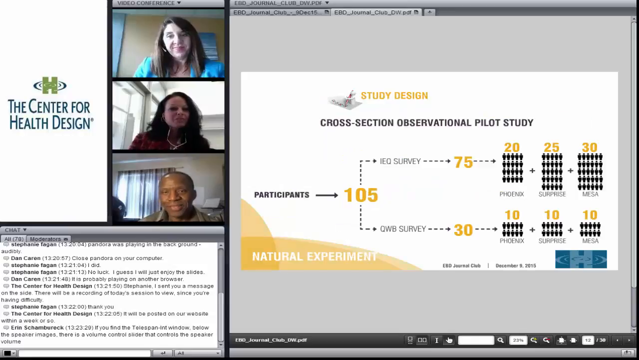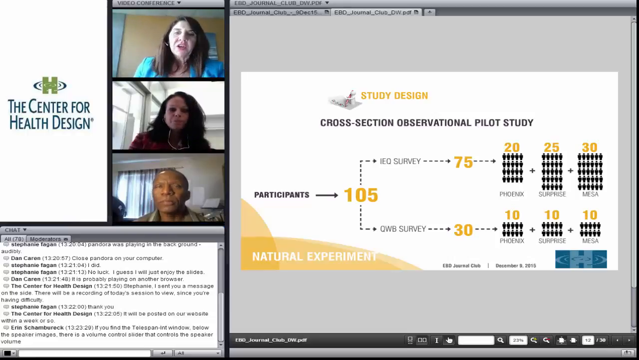So this right here, I think it's pretty self-explanatory again, but this is our study design. We obviously did a cross-sectional observational pilot study. We had in total 105 participants. For the IEQ survey, we had already run that in Surprise and Mesa for another study, so we went ahead and ran that in Phoenix. And then for the quality of well-being survey that we're going to talk about, 10 participants from each site randomly agreed to participate. So that's how that came.